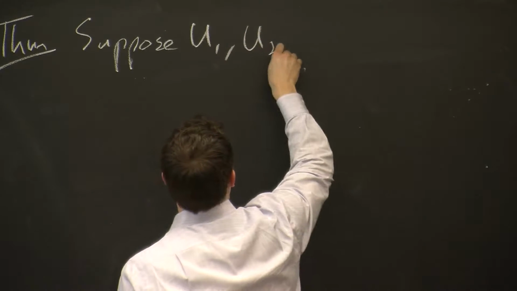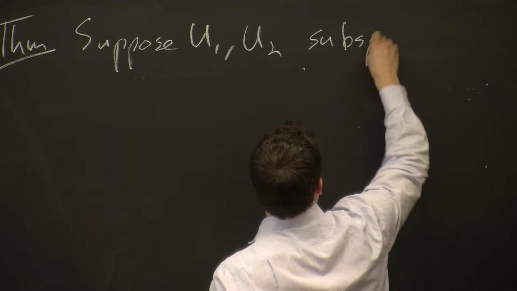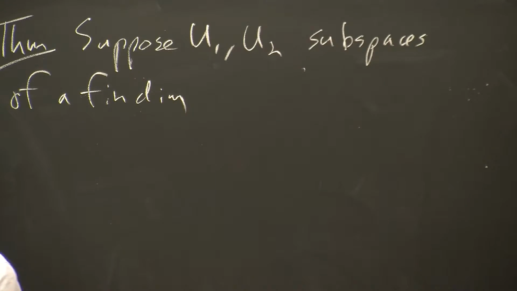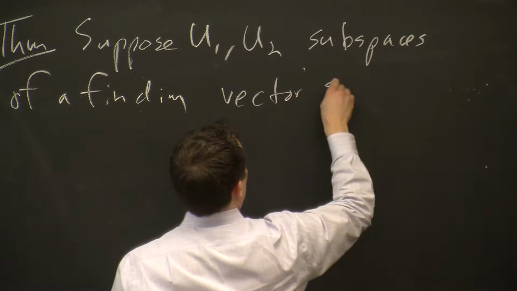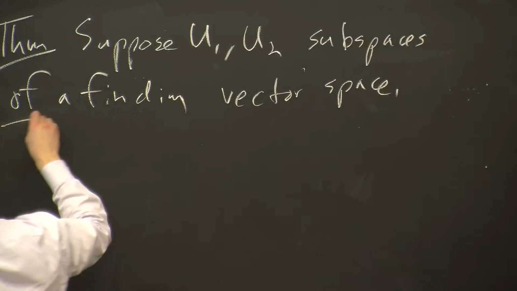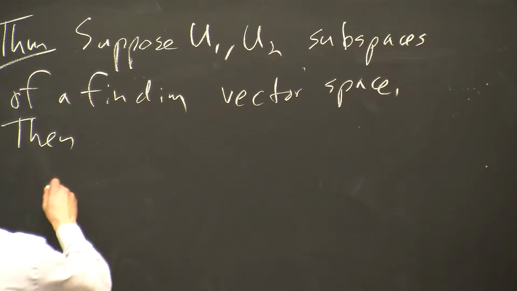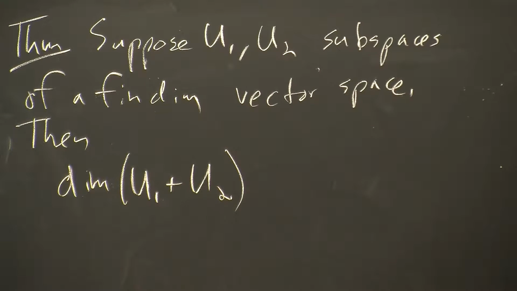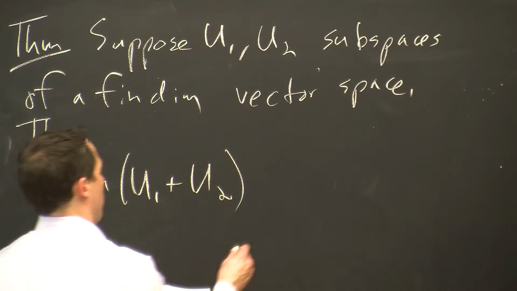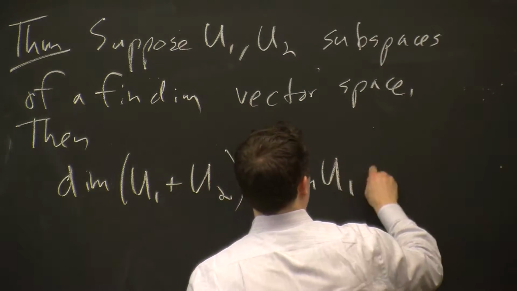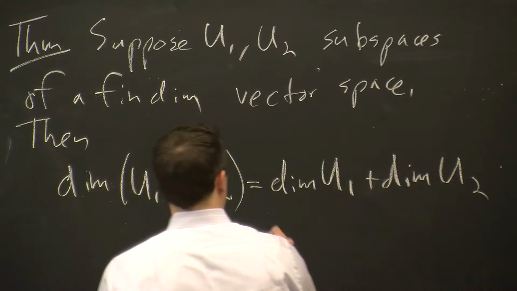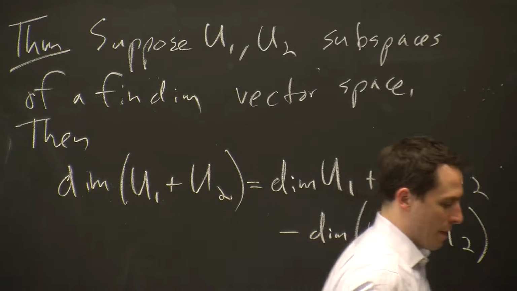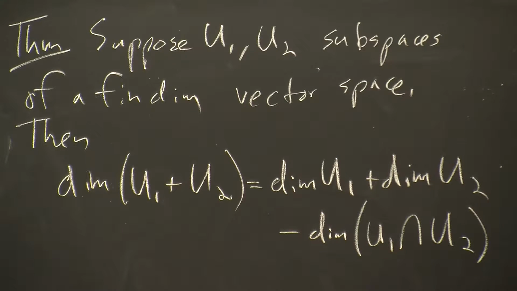Suppose U1 and U2 are subspaces of a finite dimensional vector space. Then this formula holds. The dimension of U1 plus U2, which is the smallest vector space containing the union of U1 and U2, is equal to the dimension of U1 plus the dimension of U2 minus the dimension of the intersection. And in that sense, it behaves just like cardinality or volume.